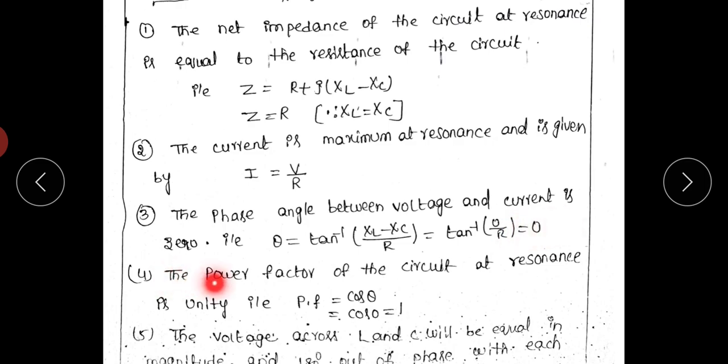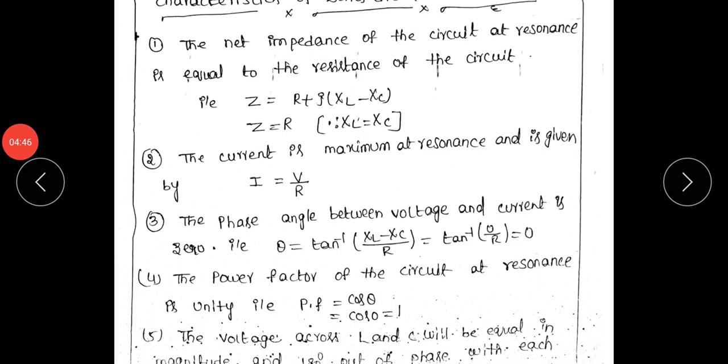Next one, power factor. The power factor of the circuit means the cosine of the phase angle. At resonance condition, the phase angle equals 0, so the power factor equals cos 0, which equals 1. Next, the voltages across the inductor and the capacitor will be equal in magnitude and 180 degrees out of phase with each other.